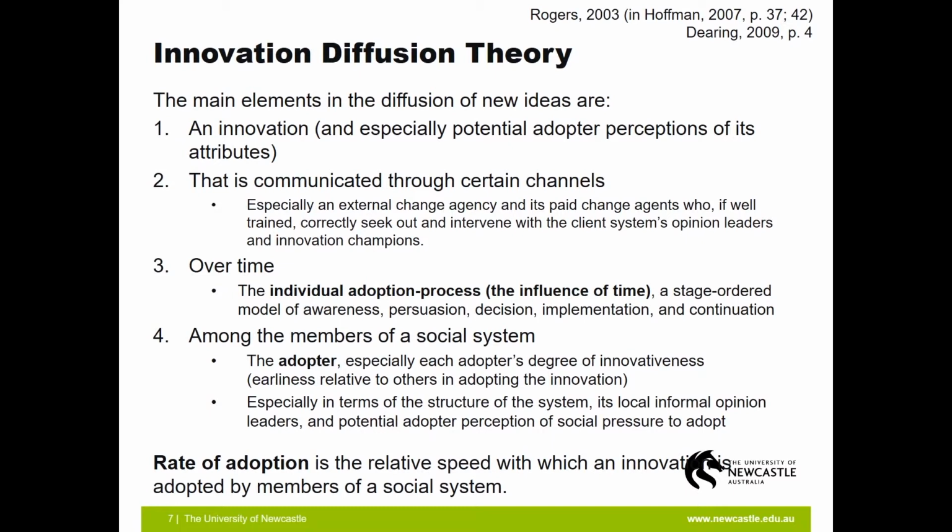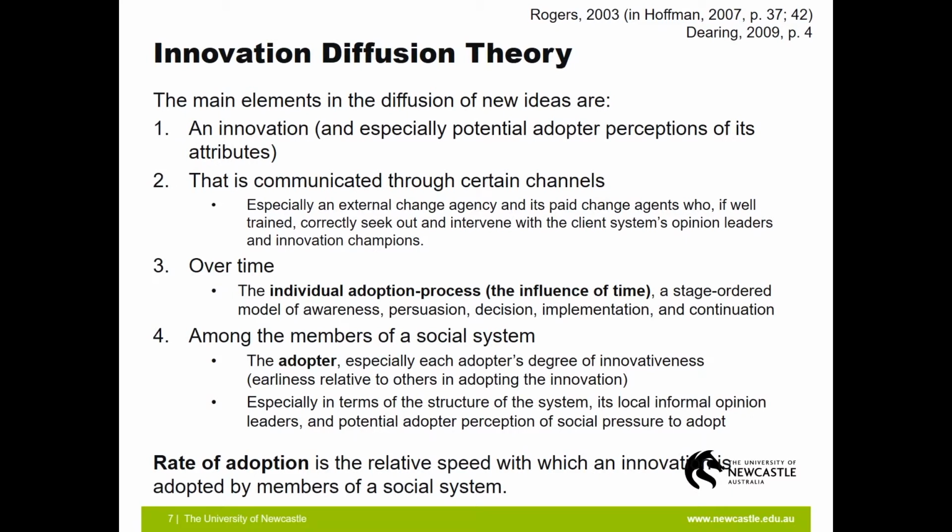You have an innovation, whatever it is, whether it's a product or a process or a service, and there are some attributes or things that people can think about that innovation. So if it's a product, they can think about what it looks like and how they might use it and what it means and those sorts of things. So you have an innovation.